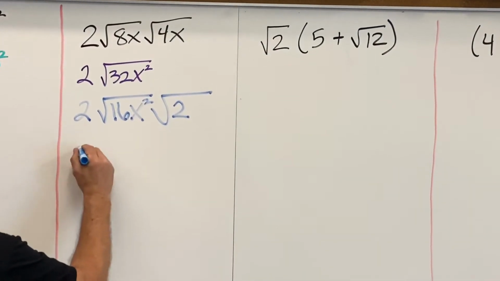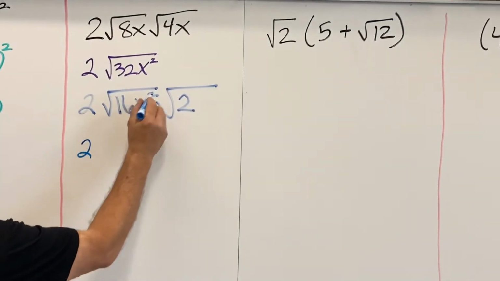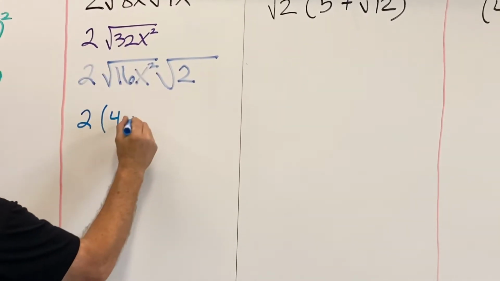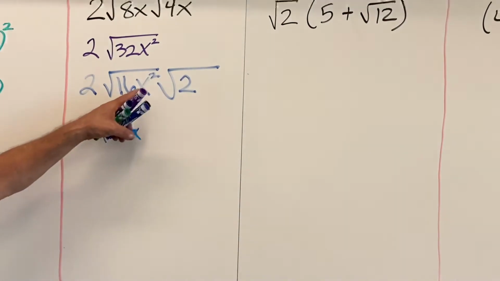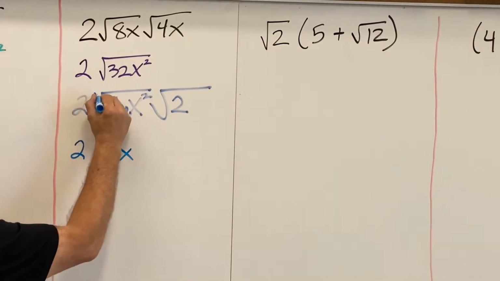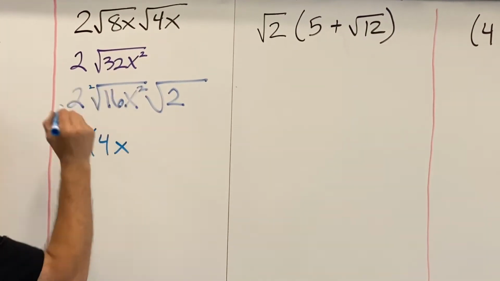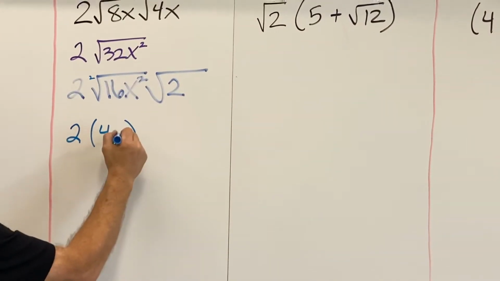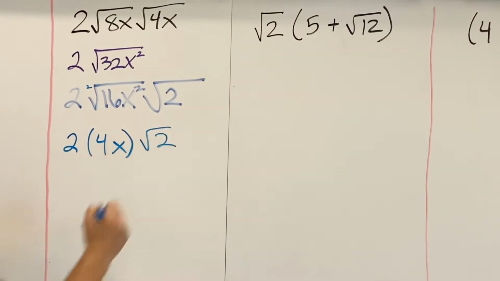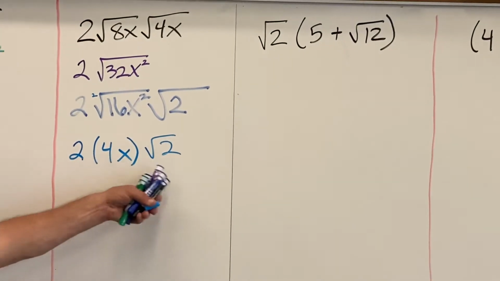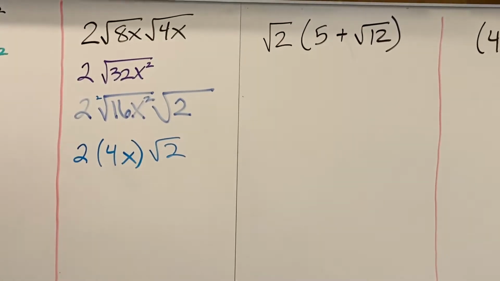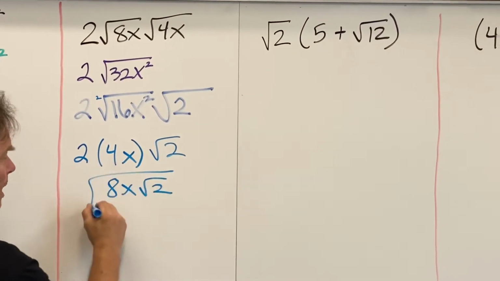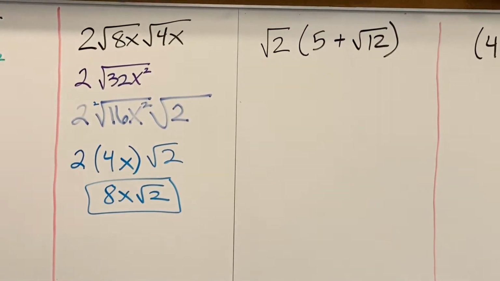So anyways, here we go. That's going to be 2 times square root of 16x squared. Square root of 16 is 4. Square root of x squared is just x, right? Remember, there's a little 2 there, so it's x to the 2 divided by 2, which is x to the first power. So square root of 16x squared is 4x. Then 2 times 4x times root 2. The 2 times 4 is 8, so you get 8x root 2, and there you go. That's the answer.